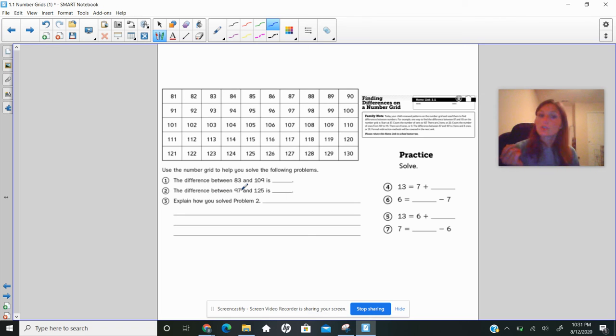What strategies did you use? How do you know it's correct? Did you skip count by tens or skip count by ones, backwards or forwards? How did you know if you were adding or subtracting? Okay, so explain what you did using numbers. Okay, so I look forward to seeing your answers.